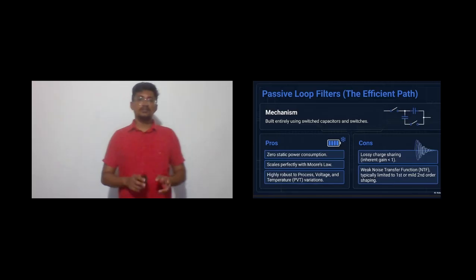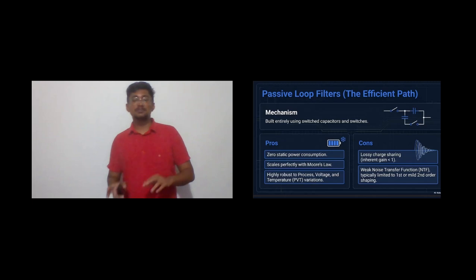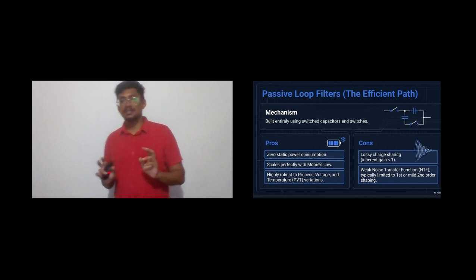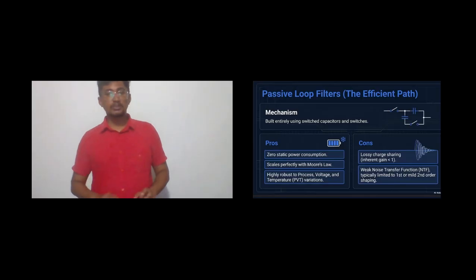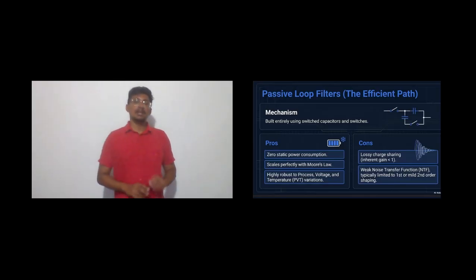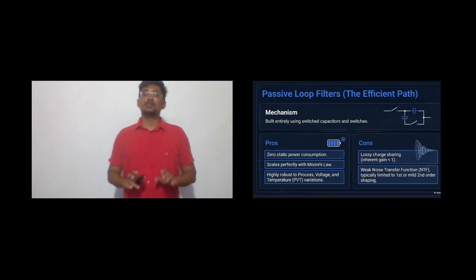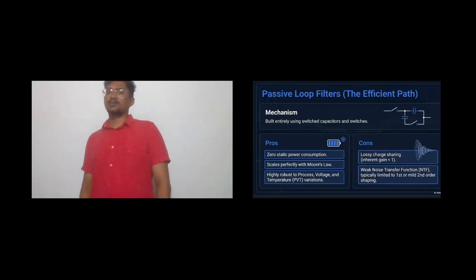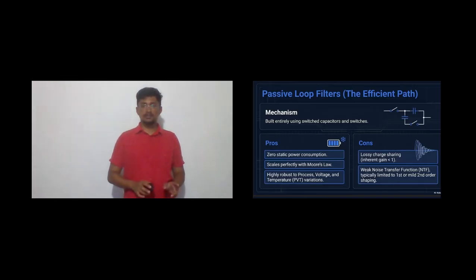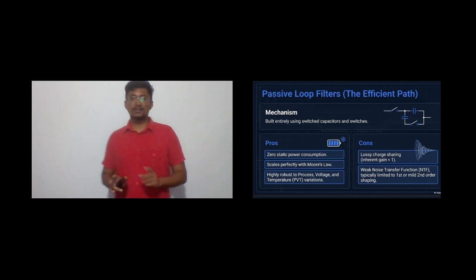However, the laws of physics catch up with us during the charge sharing phase. When transferring charge between the passive capacitors, we inevitably lose signal energy. This means the filter gain is inherently less than 1, and it makes it impossible to achieve a perfect mathematical integration. As a result, the noise shaping capability is weak, and it is usually limited to a first order or a mild second order noise transfer function. If your system requires aggressive noise suppression, passive charge sharing alone simply won't give us the effect.